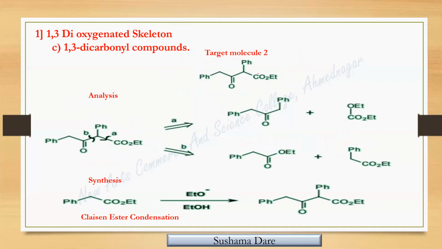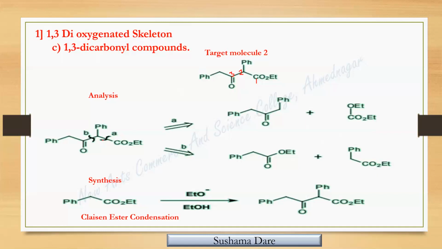Now the next target molecule. In this target molecule, again there are two functional groups, 1, 2 and 3, that is, a 1,3-dicarbonyl compound. So you can number it from any direction. If I number it here, 1, 2 and 3. As I already discussed, there are two possible disconnections: either you disconnect here, that is, a 1,2 disconnection, or here, a 2,3 disconnection. Now which is the best among these two?